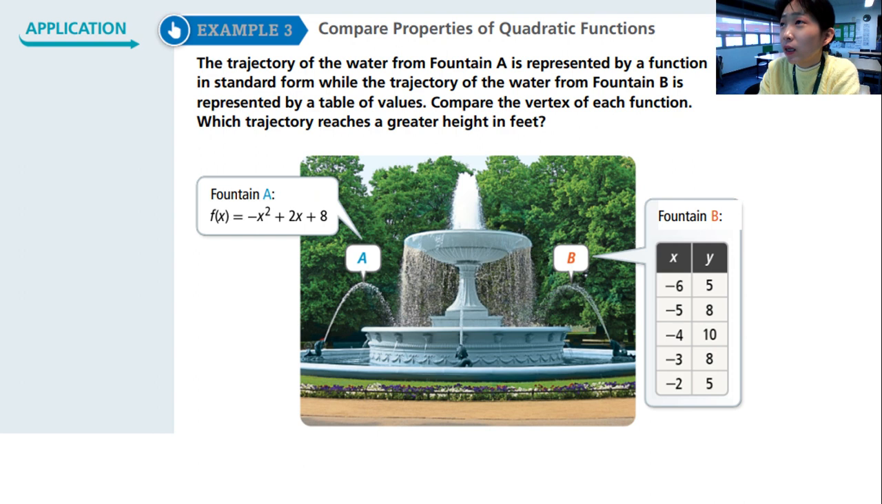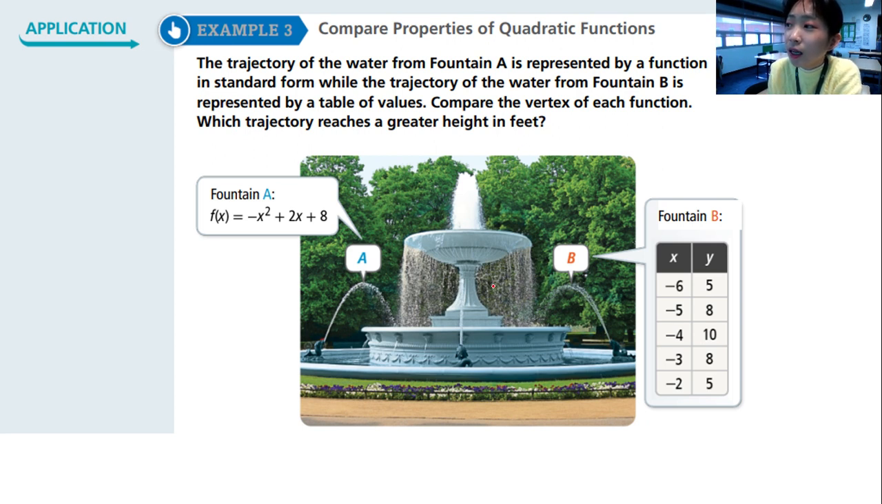Okay, let's look at example 3. Compare properties of quadratic functions. The trajectory of the water from fountain A is represented by a function in standard form, while the trajectory of the water from fountain B is represented by a table of values. So they don't have the equation, but they give you the table of values. Compare the vertex of each function. Find the vertex.